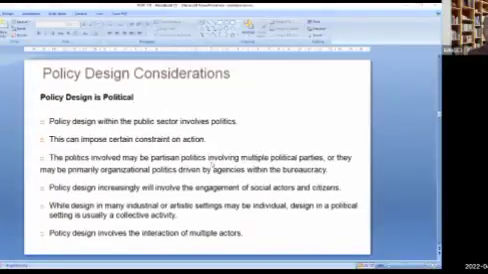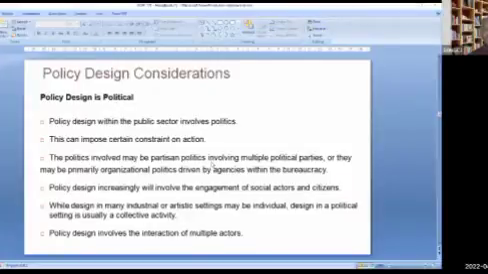So policy design in itself is political, majorly political, especially in the public sector. And this can impose certain constraints on action because people put forward party considerations, sometimes geographical considerations, and so on and so forth. Even in the Nigerian context, ethnic or tribal considerations come in, and sometimes even religious. So policy design is political, and this puts a lot of constraints on action.